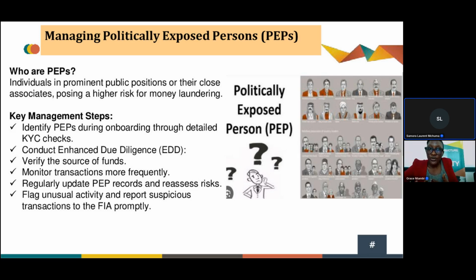If you think your judgment may be clouded, then you can talk to anybody who is superior or anybody who can advise you on the matter, and then you go through it together. And if a person is politically exposed, or you're suspicious that they're politically exposed, this is how you do it: make sure that you verify the source of funds very clearly and you monitor the transactions more frequently.